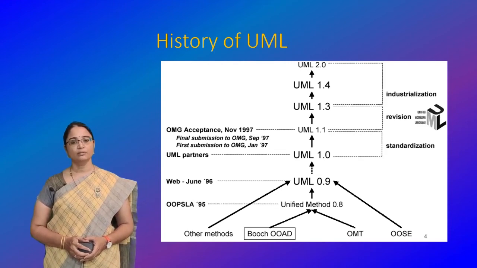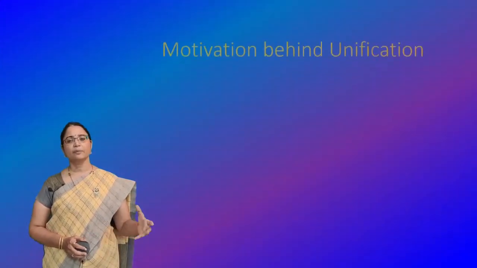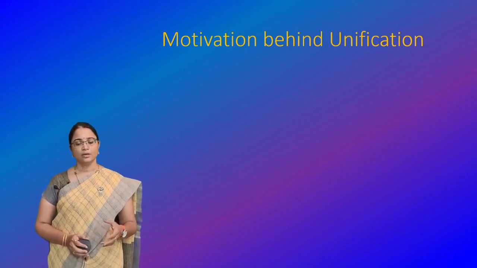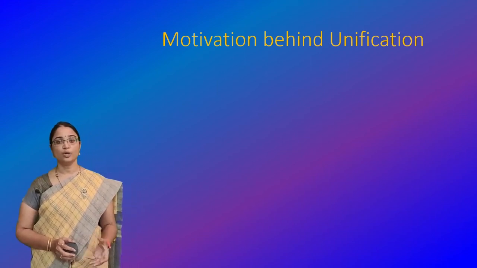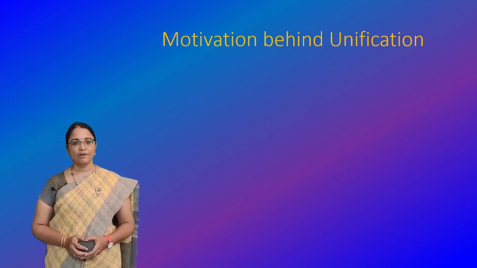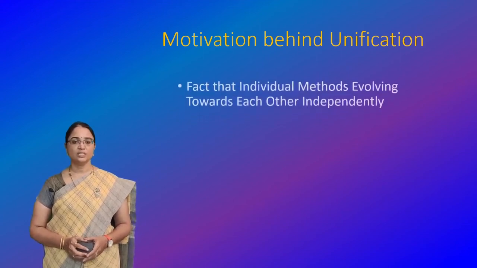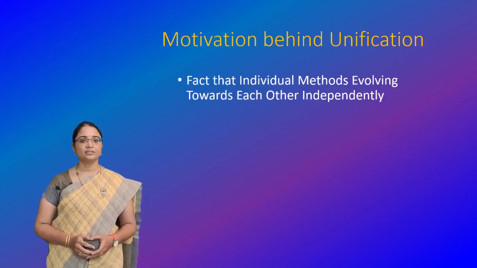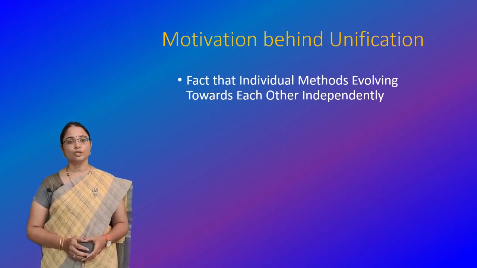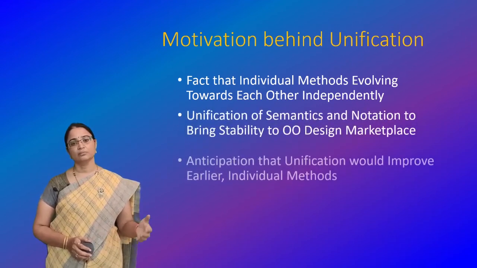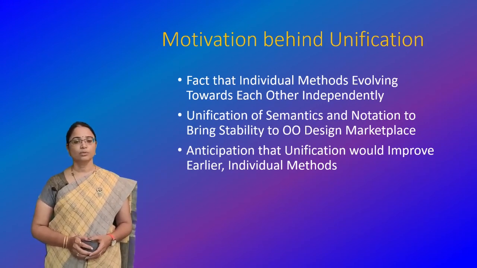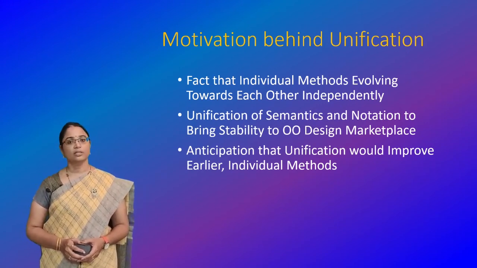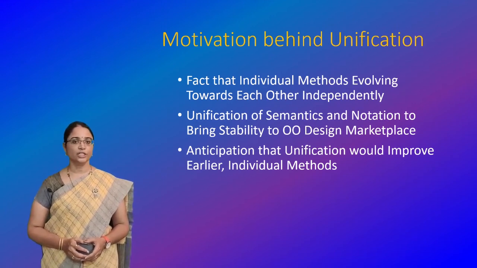So next, what is the motivation behind these three people combining their work? It means Grady Booch, Ivar Jacobson, and James Rumbaugh. They had combined their work. Why? What is the motivation behind the unification? The fact that individual methods were evolving towards each other independently. Unification of semantics and notation to bring stability to the object-oriented design marketplace. Anticipation that unification would improve things, so it can provide a better version than the earlier. So they combined the three methods, and they gave the unified version of the UML.